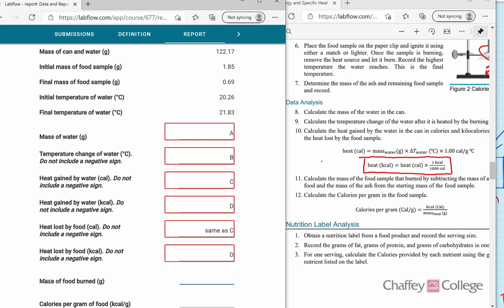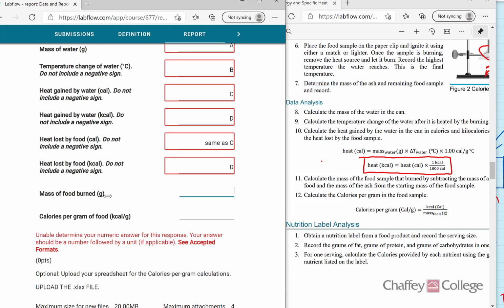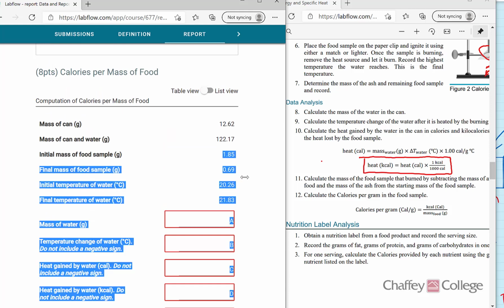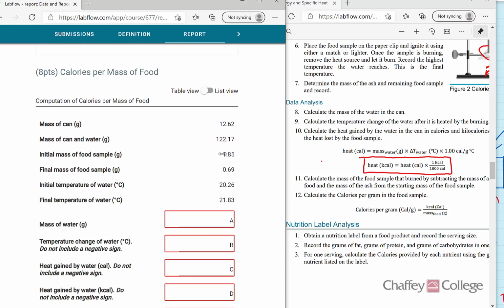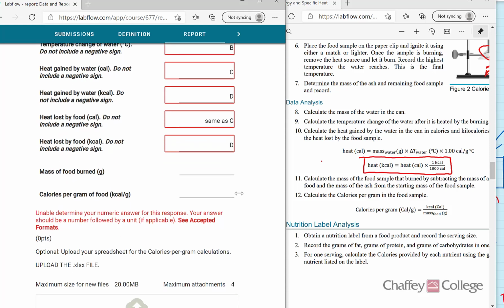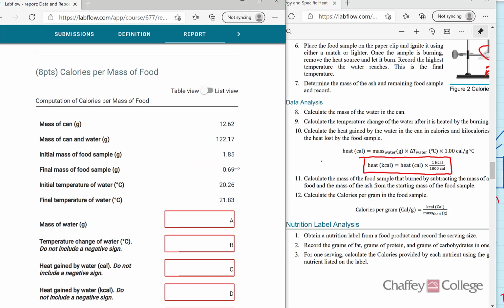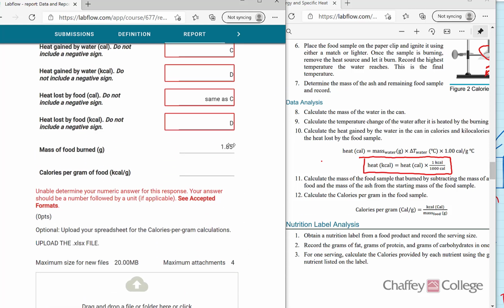And finally, mass of food burned. This is the amount of food which was burned. That can be calculated by subtracting the starting mass of food minus the leftover. Remember, our starting mass was 1.85. So this will be 1.85 minus the leftover mass, which was 0.69 in my case. So 1.85 minus 0.69, whatever answer comes, you plug in that value there. Imagine this answer is E. I'm just going to call it E.